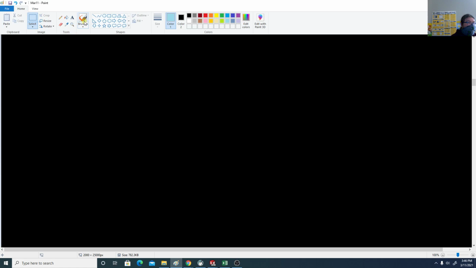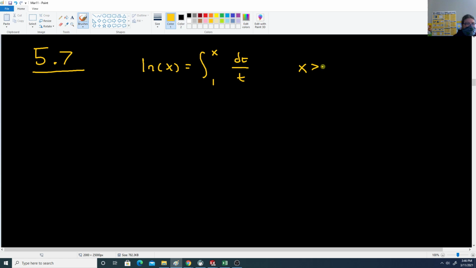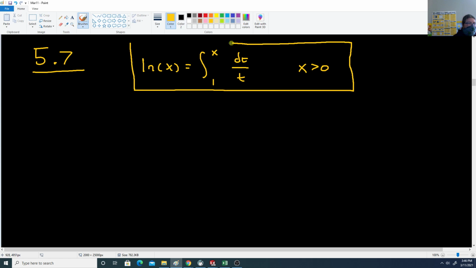Okay, so we're going to take a look at section 5.7 for the next little bit here. This section is going to basically be some different forms of integrations we can do. So first we'll write down a couple of equations. We could write natural log of x as the integral from 1 up to x of dt over t, as long as x is greater than 0. So we get this way of writing natural log if we wanted to.